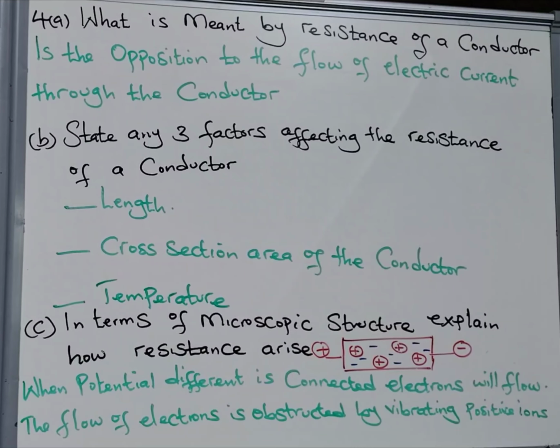So that is that. The flow of these electrons towards positive is being obstructed by vibrating positive ions, and that's what causes resistance.